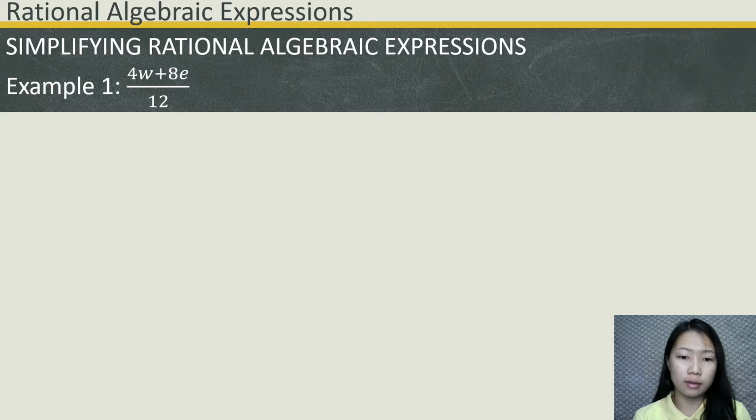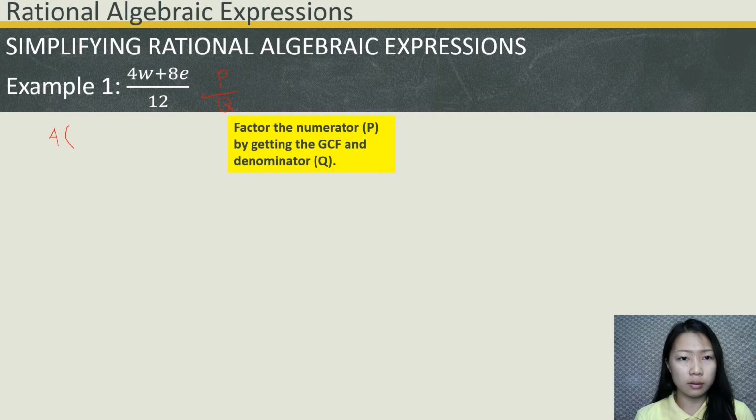Example number 1. So, isimplify natin si 4W plus 8E over 12. For us to simplify, note, factor the numerator by getting the GCF and the denominator, Q. Naalala nyo na ang form na to ay P over Q. So, ang P ay 4W plus 8E. Ang Q ay 12. Ipa-factor natin, paano paraan? By getting the GCF ng numerator, tsaka ng denominator. So, ano ang common factor ng 4W plus 8E? Ang common factor ay 4 and sa variable, wala.